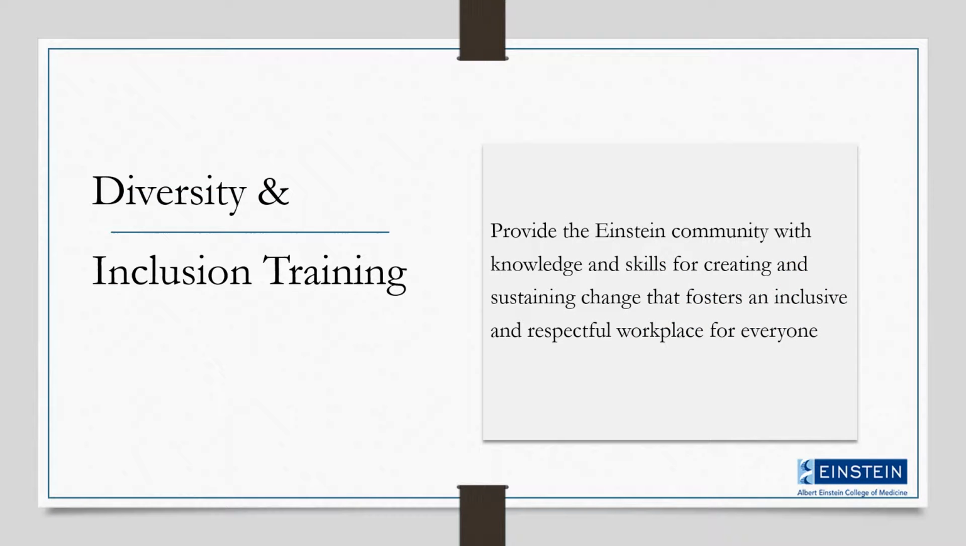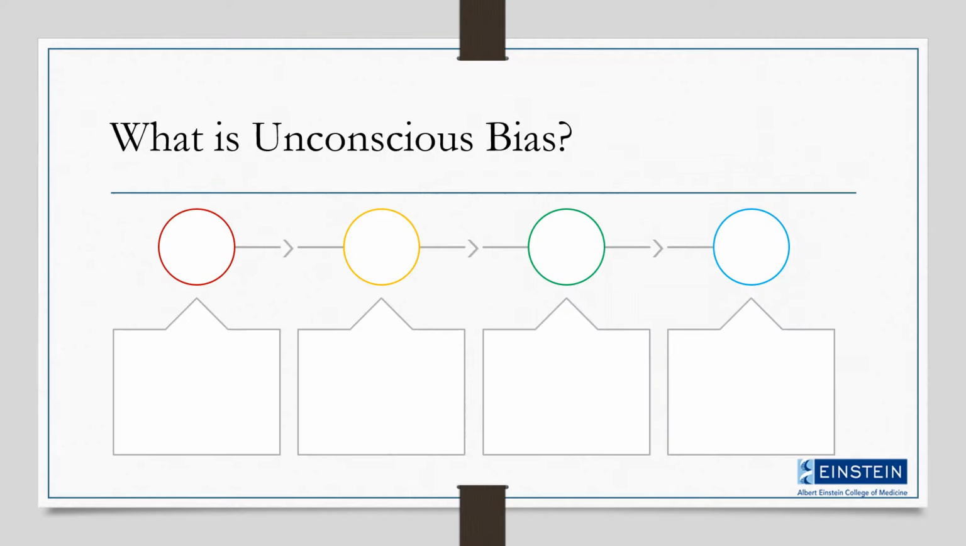These modules have been designed to prepare members of the Einstein community with gaining critical knowledge and skills for creating and sustaining change that fosters an innovative, inclusive, respectful, and productive workplace. At the conclusion of this module, participants will be able to define unconscious bias, describe the difference between implicit bias and explicit bias, and recognize the influence of implicit bias on our workplace behaviors.